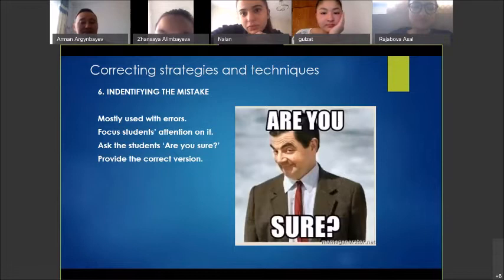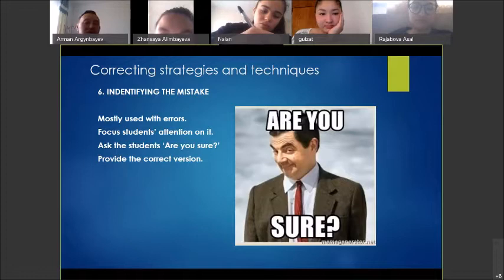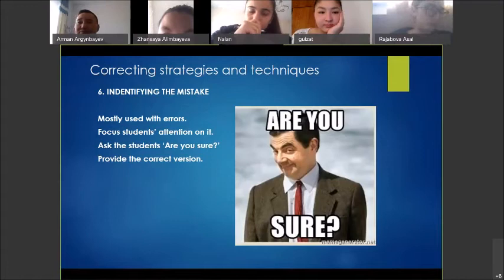Another technique is identifying the mistake. So we can use it with errors, not slips, because students actually do not understand that this is an error. That's why they're making it. So we can directly focus our attention on that mistake. You can write it on the board or you can repeat. And you can ask the students, are you sure? Are you sure you want to say this? Are you sure it is used this way? And then you try to elicit the answers from students.